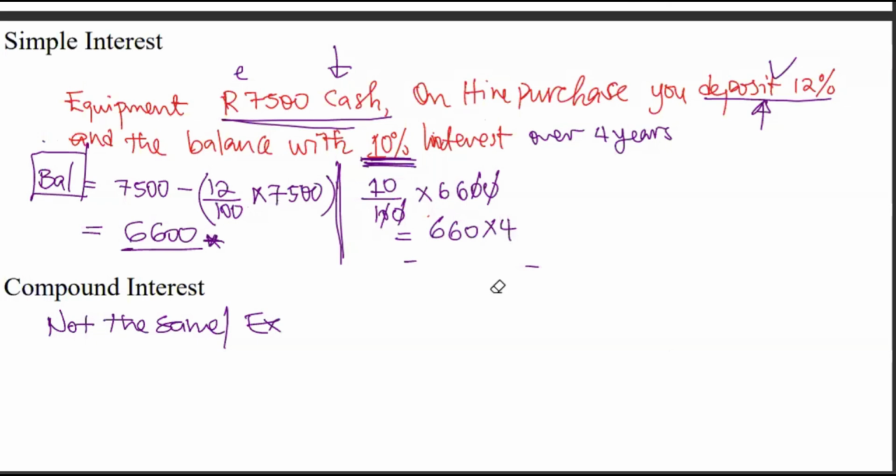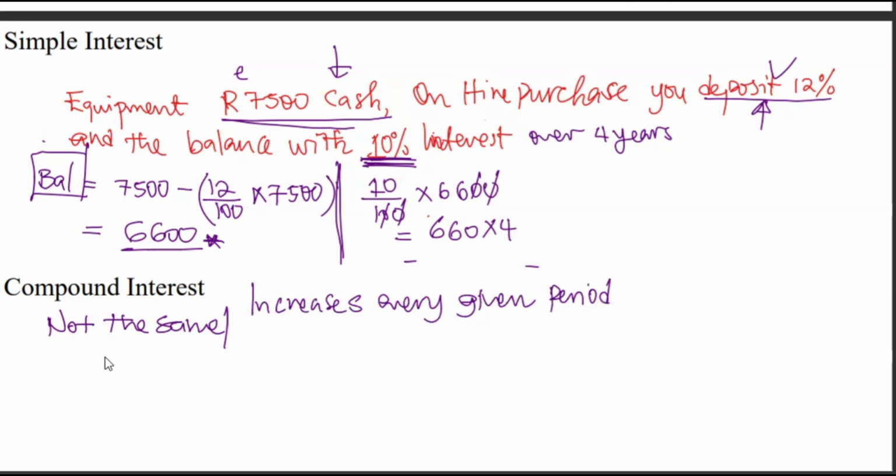Let's look at compound interest here. Compound interest goes hand in hand with what we call inflation. The money increases every given period. For example, if they tell you it's compounded annually, that means the money is going to increase every year. If it's compounded half yearly, it's going to increase twice a year. Every half a year, the money goes up.